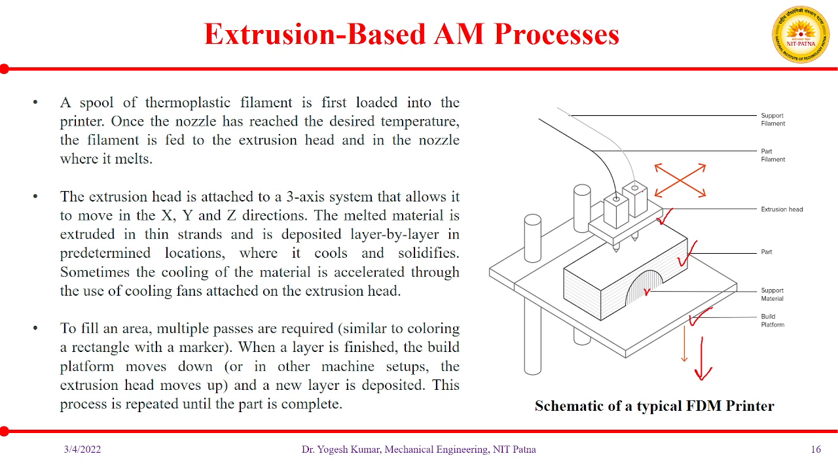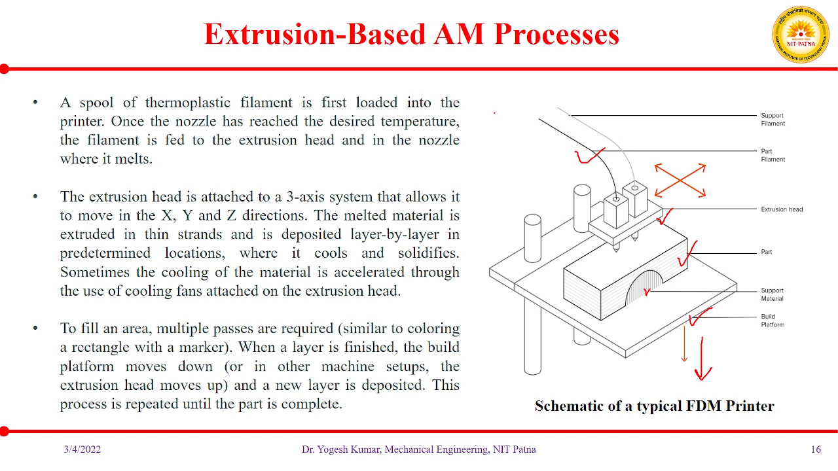Then in the extrusion head, you can see some wire-like arrangement coming. These are actually not wires or cables, as I meant to say. It is either your support material or the part filament through which your product is supposed to be printed. So we will try to see how the print head works and how the printing takes place in the extrusion-based additive manufacturing process.